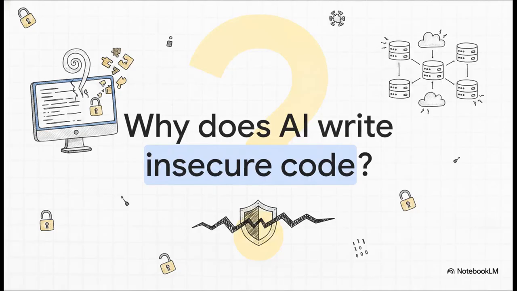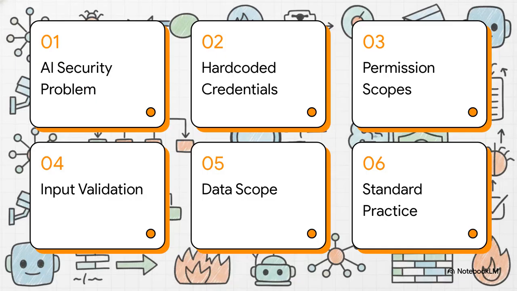Okay, let's kick things off with a fundamental question. Why do advanced AI tools generate insecure code in the first place? You might think these highly sophisticated models would just naturally write bulletproof, perfectly secure scripts straight out of the gate, right? Well, not exactly. To answer that, we're mapping out This Explainer as a practical code review checklist for your workflow. We'll cover the AI security problem, then hit 4 specific checks: hard-coded credentials, permission scopes, input validation, and data scope. Finally, we'll wrap up with security as standard practice.